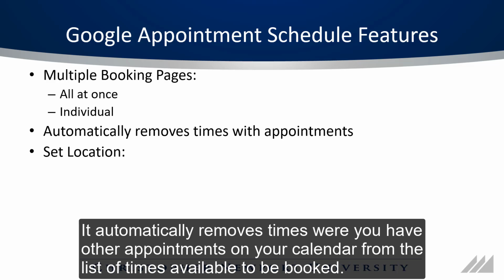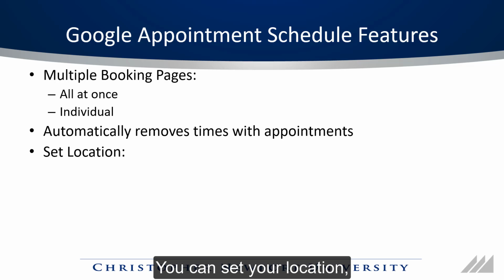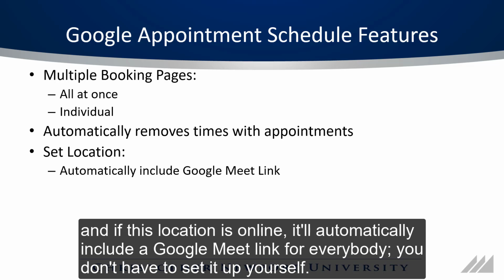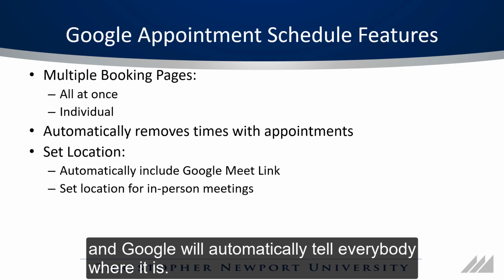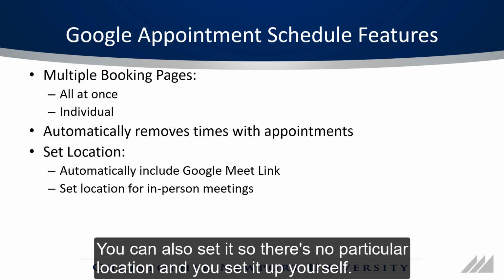You can set your location, and if this location is online, it'll automatically include a Google Meet link for everybody. You don't have to set it up yourself. And if it's an in-person meeting and it's always in the same place, you can put that location into your appointment scheduling page, and Google will automatically tell everybody where it is. You can also set it so there's no particular location and you set it up yourself.